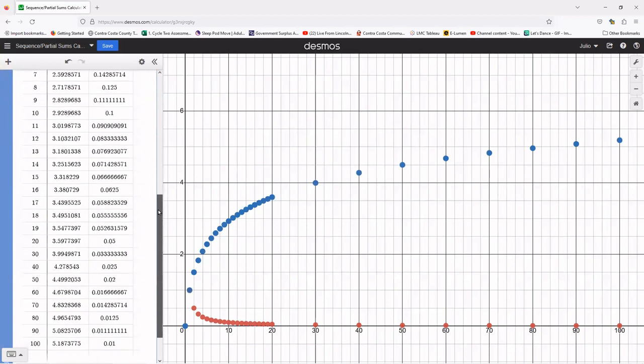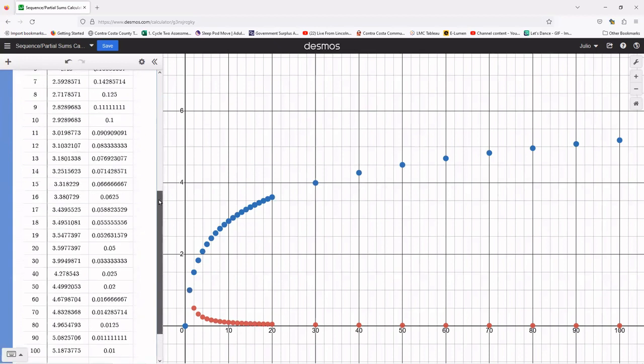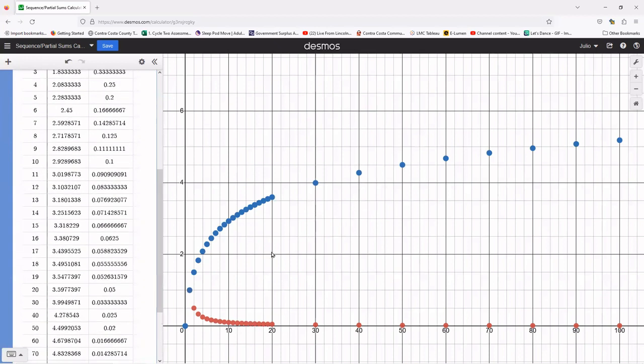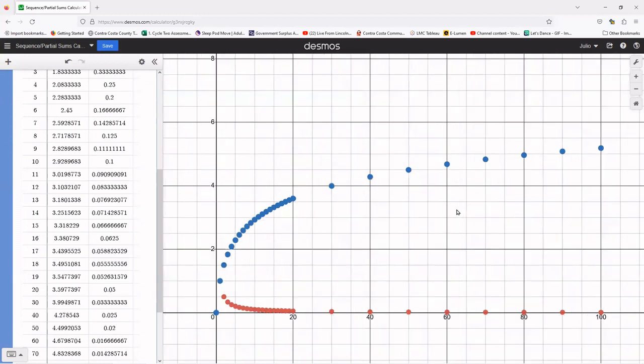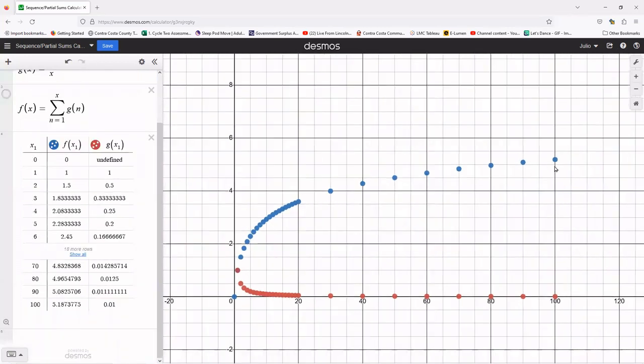If you take a look, the numbers just keep growing and growing. And graphically, you can see that the partial sums just take off really far out, and it doesn't stop. I know the calculator that I'm providing you stops at 100, but it doesn't stop. Those blue dots keep growing and growing. Whenever you see something that does that, odds are it's going to diverge.